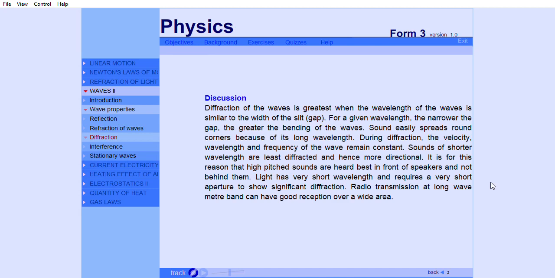Sound easily spreads round corners because of its long wavelength. During diffraction, the velocity, wavelength, and frequency of the wave remain constant. Sounds of shorter wavelength are least diffracted and hence more directional. It is for this reason that high-pitched sounds are heard best in front of speakers and not behind them. Light has very short wavelength and requires a very short aperture to show significant diffraction. Radio transmission at long wave meter band can have good reception over a wide area.